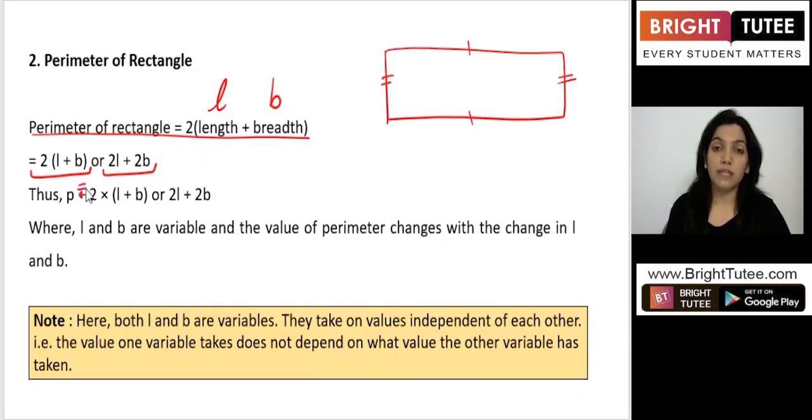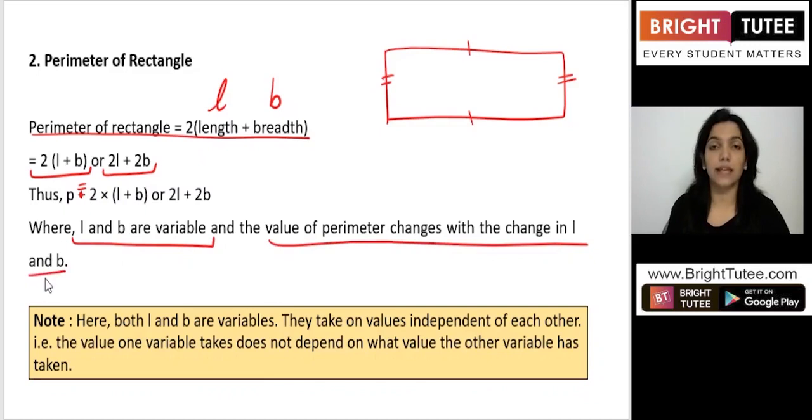Thus perimeter P is equal to 2 times (L plus B), or you can write it as 2L plus 2B, where L and B are the variables, and the value of perimeter changes as the length and breadth change. Clear? Now we have a very important note to read. Here both L and B are variables. They take values independent of each other.